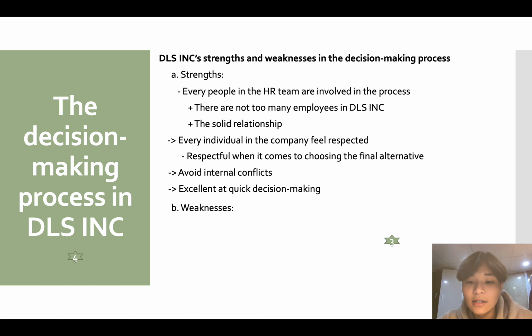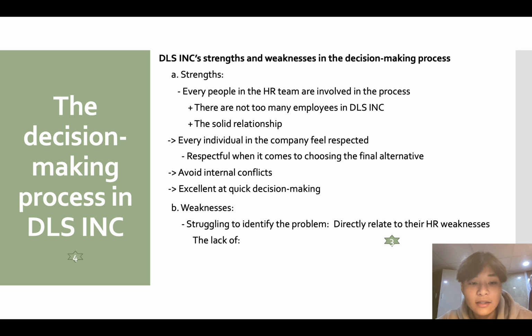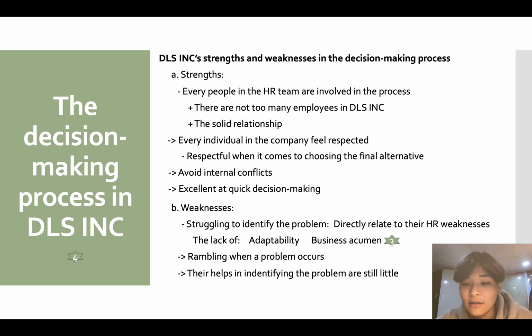Next are their weaknesses. The first weakness of WS Incorporation is that they are struggling to identify the problem. As I said in the first presentation, the employees lack adaptability and business acumen, which means that they don't have the capability to fully understand the overall situation. So they are still rambling when a problem occurs, especially when it comes to changes in uncertain circumstances. And also their help in the first step of the decision-making process is still little.